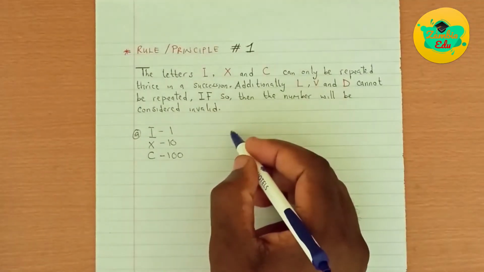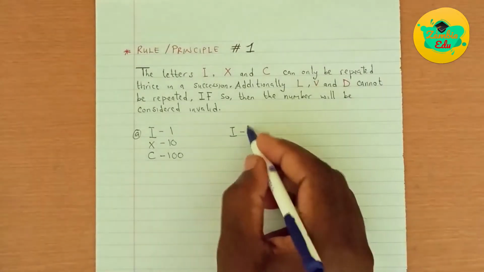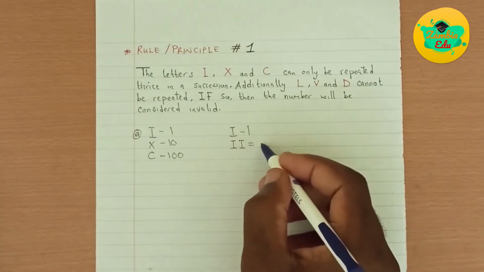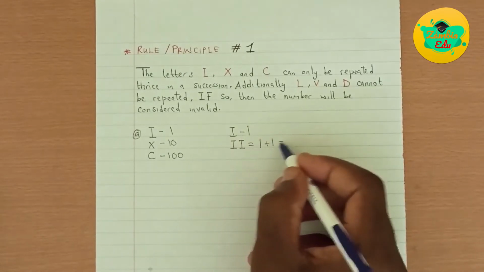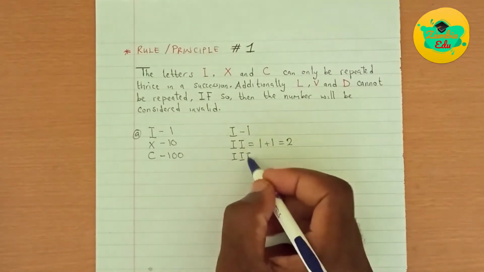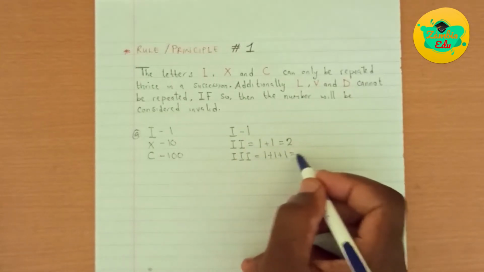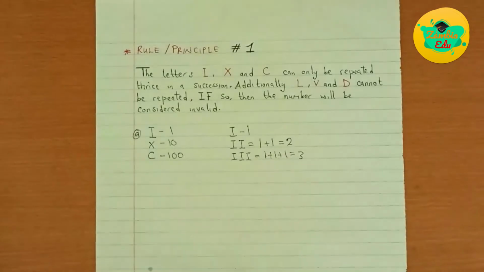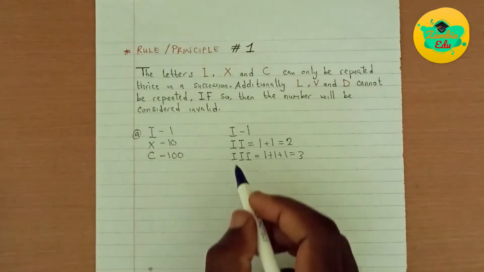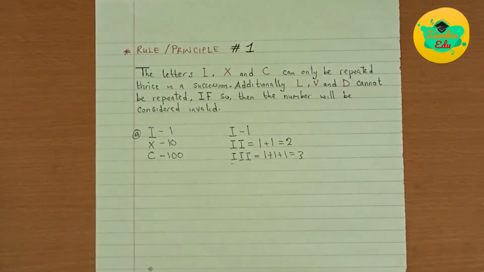For instance, if we talk about I, we are referring to 1. If we talk about II, it means 1 plus 1, which is equal to 2. If we talk about III, we are referring to 1 plus 1 plus 1, which is equal to 3. So you can only end there in terms of repeating the I's. You cannot go beyond 3. That number is going to be considered invalid.